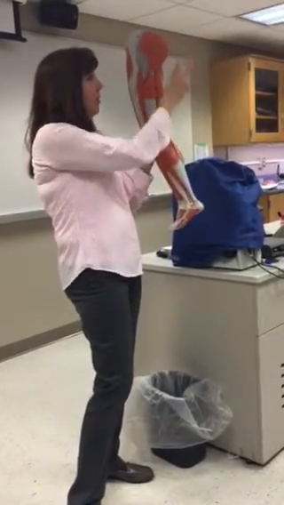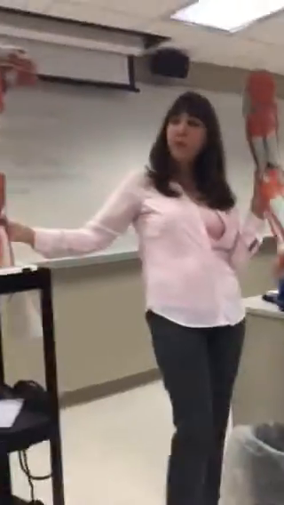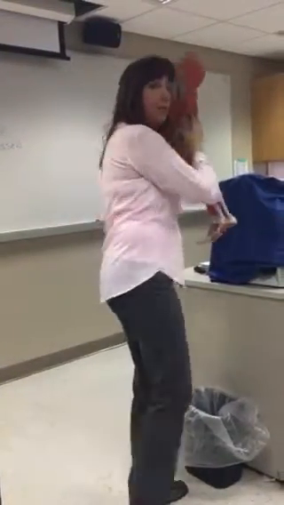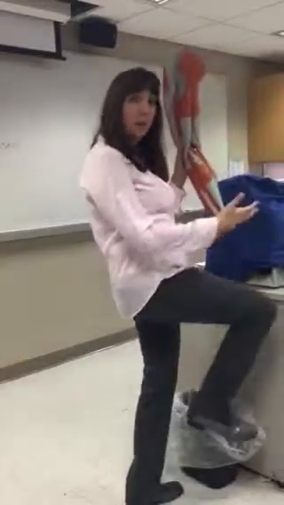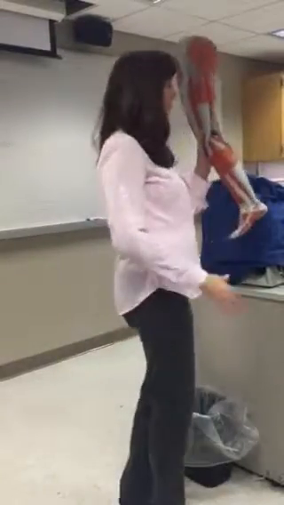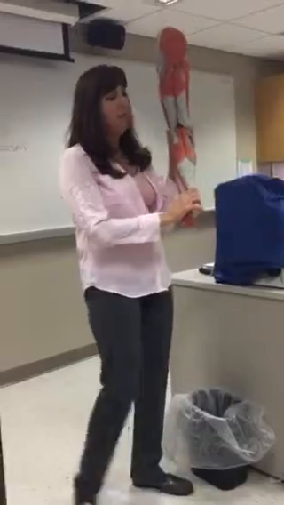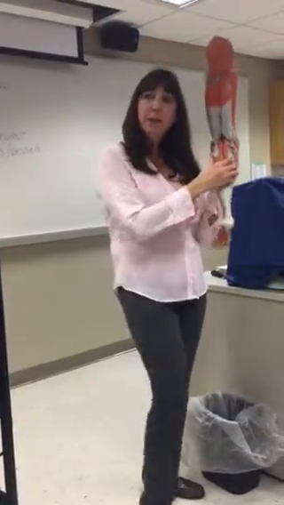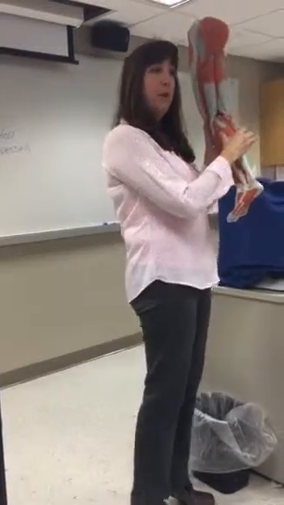Flexors, extensors, extensor. The gluteus maximus and the hamstring are both extensors. Because they're on the back, they're not going to go forward, they're going to go backwards. Then we go down to the bottom of the leg, gastrocnemius or calf muscle. That's going to help us go up on our toes.